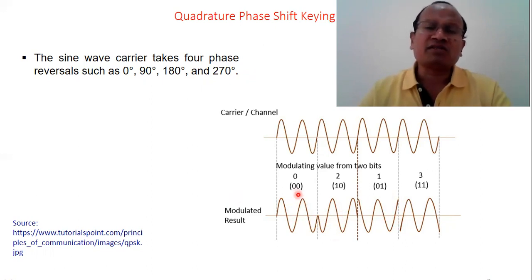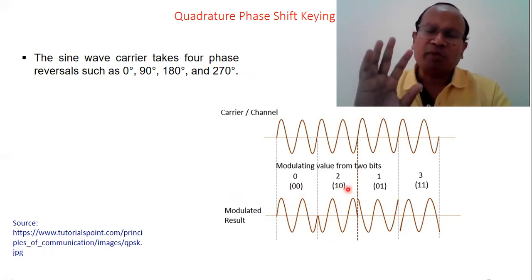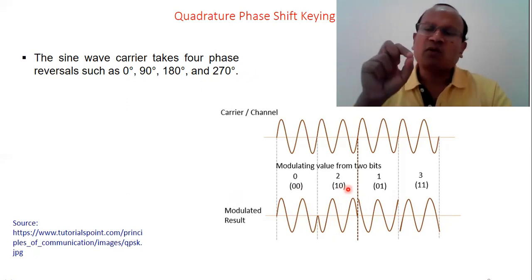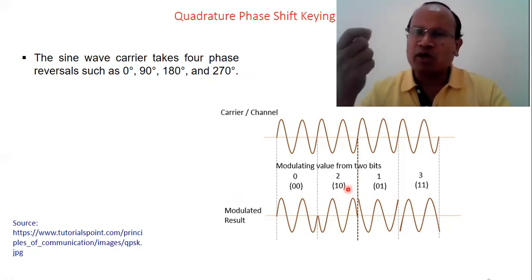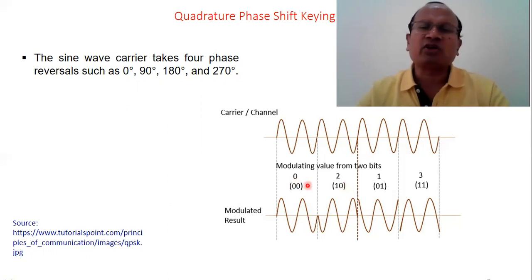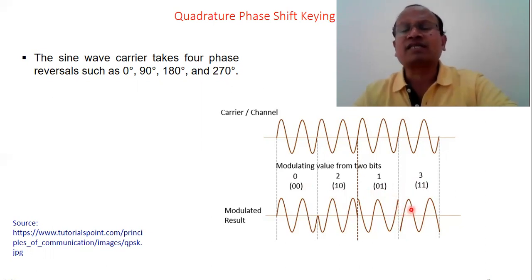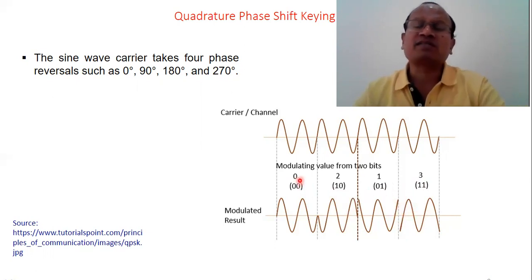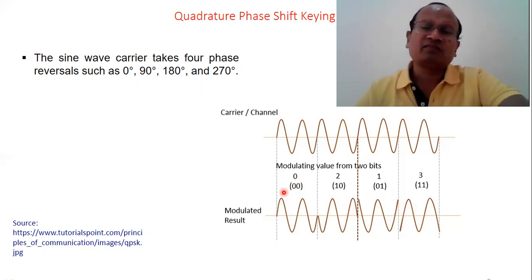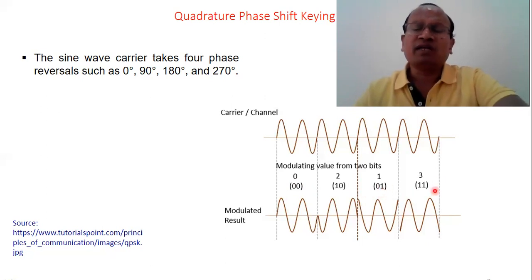Look here, 0 0, 1 0. In BPSK, what did we understand? When we go from 0 to 1, there is a phase change. Here also, 0 0 to 1 0, only one bit is changing, so the phase has changed. Now 1 0 to 0 1, both the values have changed, you see here. So the change is larger, since two bits are changing here. So it's quadrature, and the four components correspondingly are 0 0, 1 0, 0 1, and 1 1.